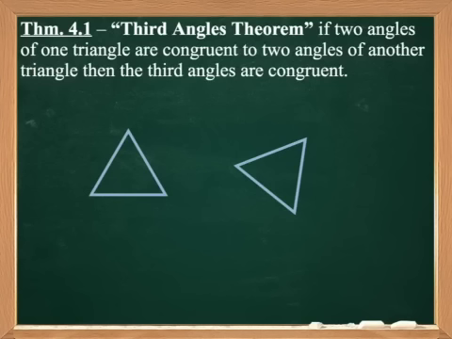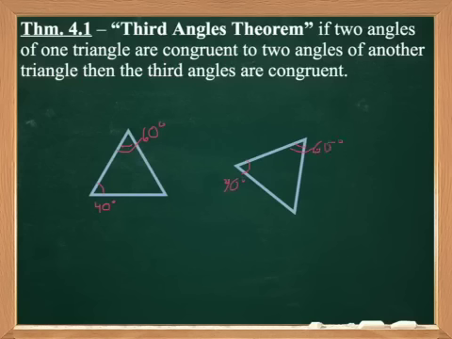Theorem 4.1, the Third Angles Theorem, states that if two angles of one triangle are congruent to two angles of another triangle, then the third angles are congruent. So if I tell you that the measure of this angle is 40 degrees, and the measure of this angle is 60 degrees, and then I have the same thing here. This is my 40 degrees, and this is my 60 degrees.